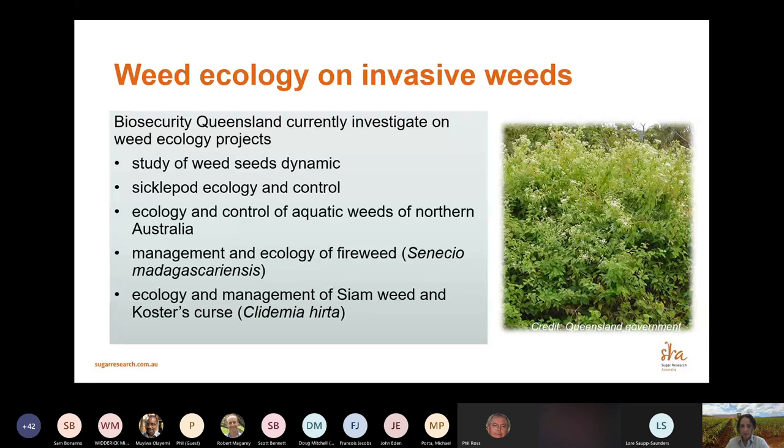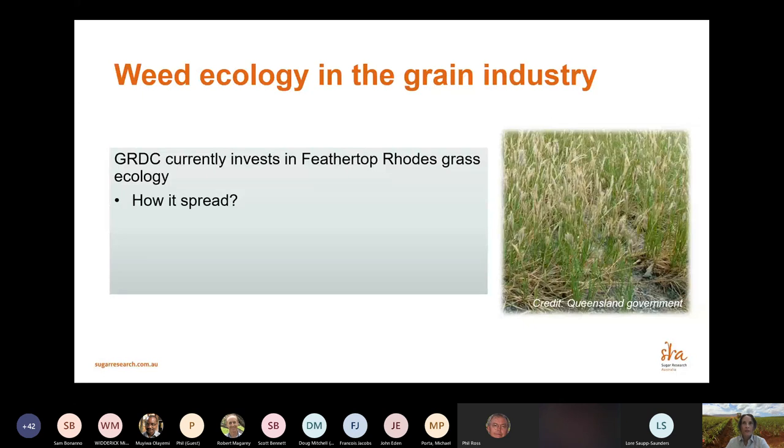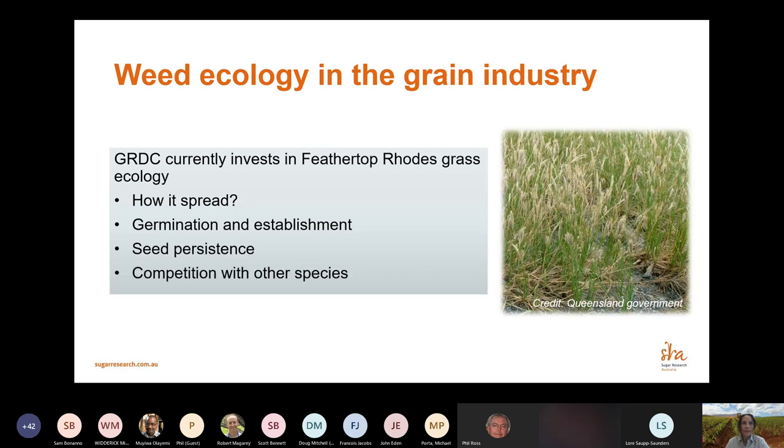Also, the GRDC, the grain industry, is investing in the ecology of feathertop Rhodes grass, to try and understand better how it spreads, to have a full understanding of germination and establishment, the persistence of its seeds, and the competition with other species. Unfortunately, at this stage, there's no investment in weed ecology projects in cane.